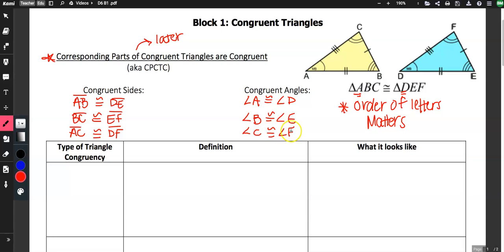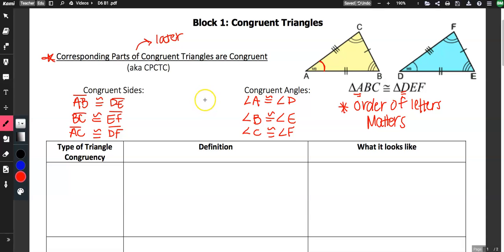Order matters here. I can use only one letter, that's fine for these angles, because there's no confusion when I say angle A. You know exactly what I'm talking about, this one right here. There's no other ray coming off where you're not sure which one it represents. Okay, so let me erase that.